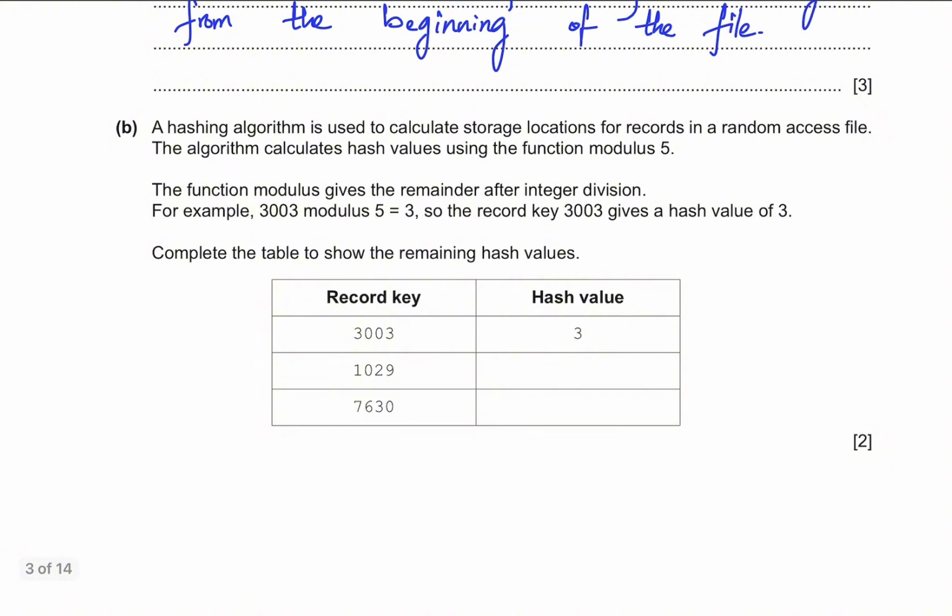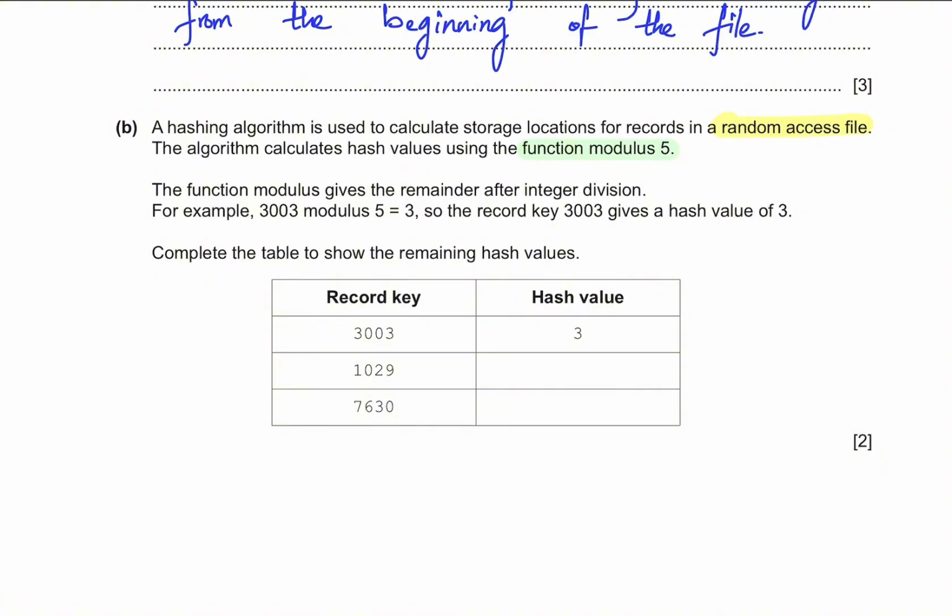Hashing algorithm topic. A hashing algorithm is used to calculate the storage locations for records in a random file access. The calculate function is modulus 5, so you need to divide by 5. The modulus function gives the remainder after integer division.